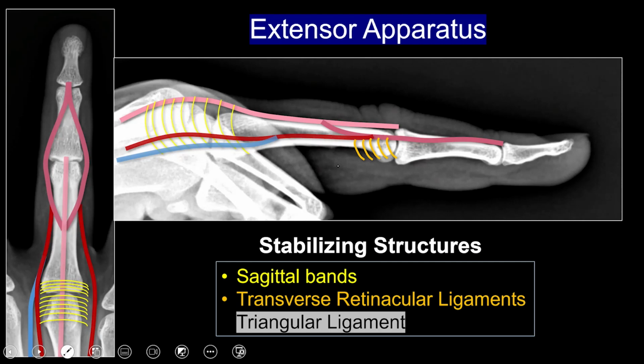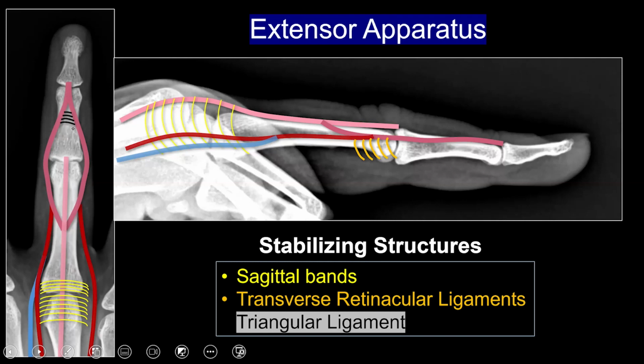And then we have another structure which is called the triangular ligament. This triangular ligament is situated at the level of the head of the middle phalanx. It connects the two lateral bands, and it is triangular in shape. The base is proximal and the apex is situated distally.